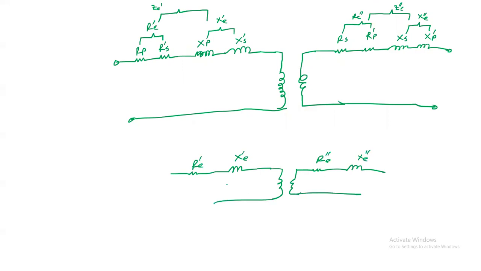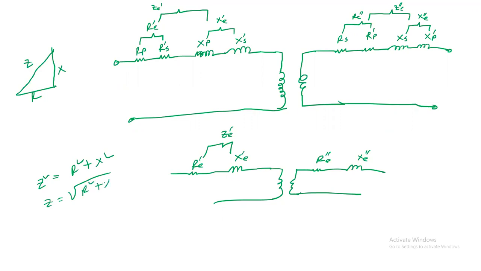So now Z is equal to this. This is the Z, Z single prime. You know that this is your resistance, this is the inductance, so this is the impedance. This is R, this is X. So Z squared is equal to R squared plus X squared. So Z is equal to root over R squared plus X squared, not XL. So this is the Z.